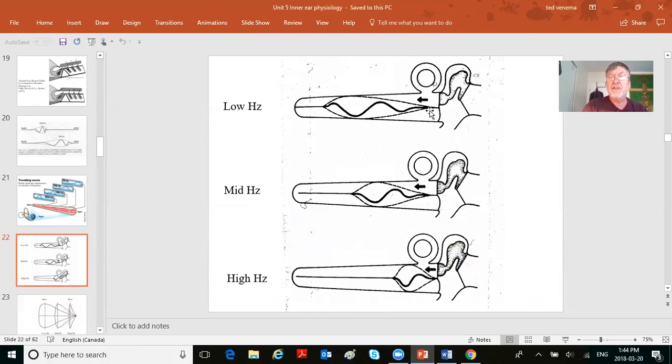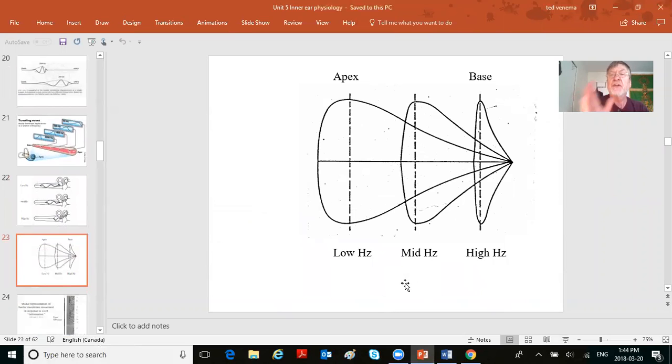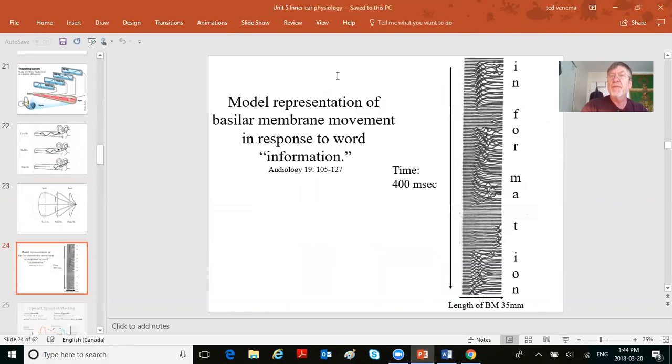Now we're showing the waves going from left to right. I should say from right to left. There you go. Look at the arrows. And here, a low frequency wave, a mid frequency wave, a high frequency wave. In all cases, the waves are asymmetrical. Same here. A base wave, a mid wave, and an apex wave. High frequency, mid frequency, low frequency.